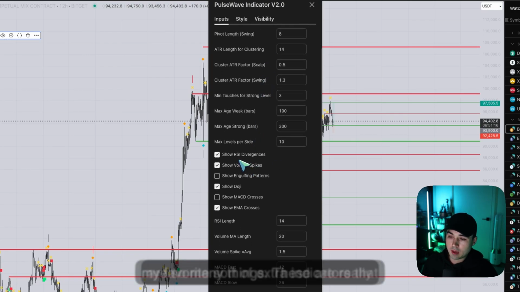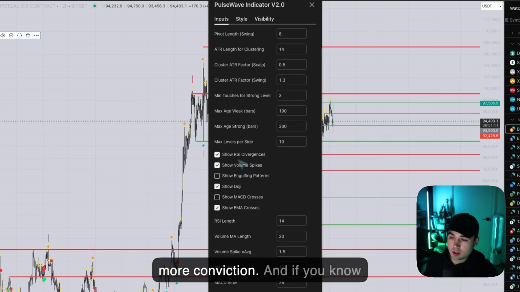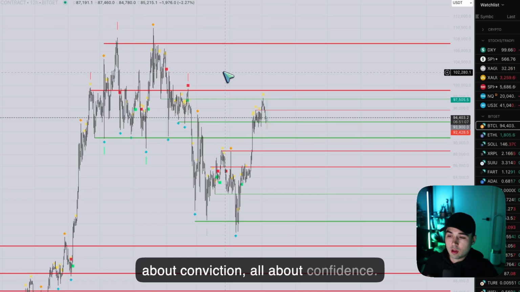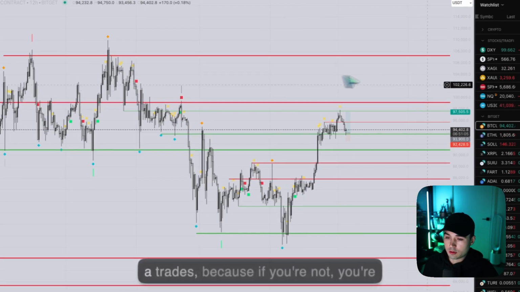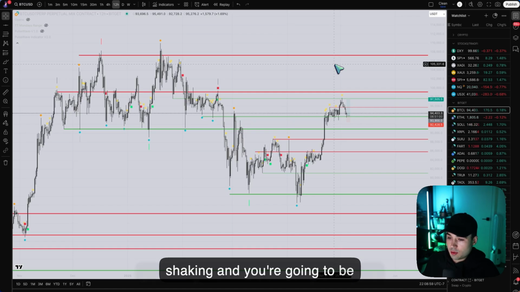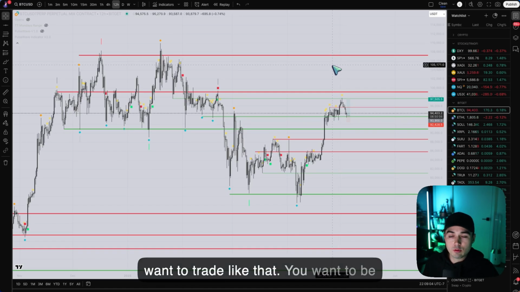These are really my favorite extra indicators that come along with it. It just gives you more conviction. And if you know anything about trading, it is all about conviction, all about confidence. You need to be confident when you're in trades, because if you're not, you're just going to be sitting there shaking and panicking the whole time. You're going to be stressed out, and you don't want to trade like that. You want to be mentally strong.